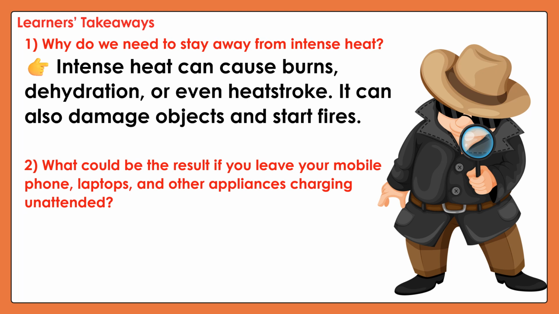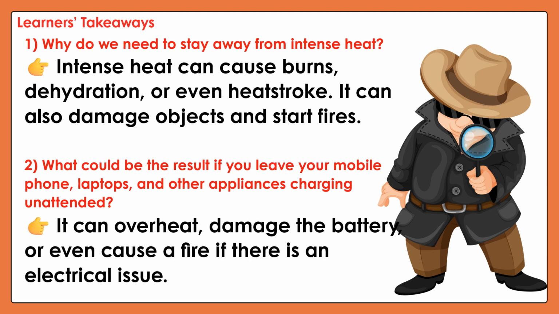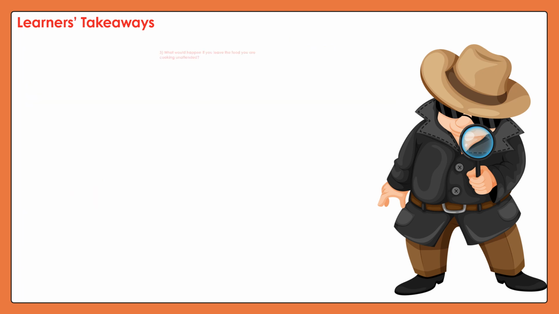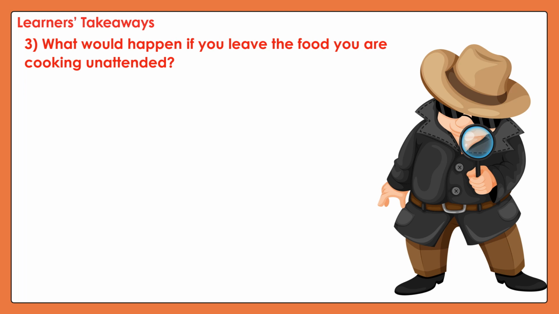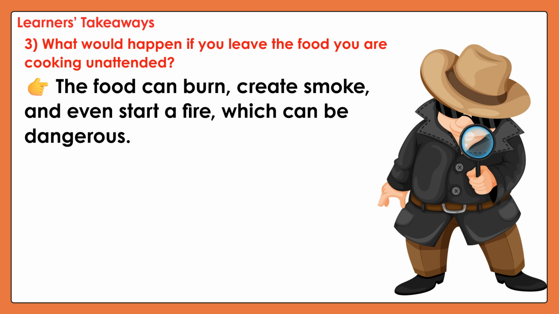Number 2, what could be the result if you leave your mobile phone, laptops, and other appliances charging unattended? Answer: it can overheat, damage the battery, or even cause a fire if there is an electrical issue. Number 3, what would happen if you leave the food you are cooking unattended? Possible answer: the food can burn, create smoke, and even start a fire, which can be dangerous.